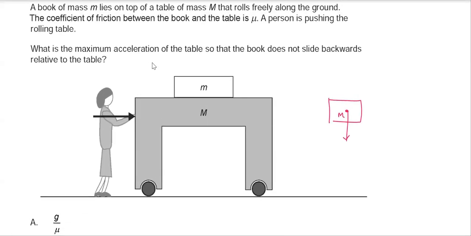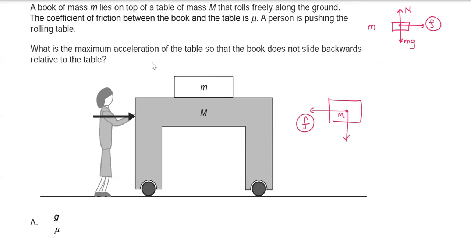So if I draw for the book first, there will be a normal force and there will be a weight of the book, that is mg. Now the book is also sliding, because there is a friction between the book and the table. So I can take the friction to be in this direction. Now there will be an equal and opposite friction on the table because of Newton's third law.